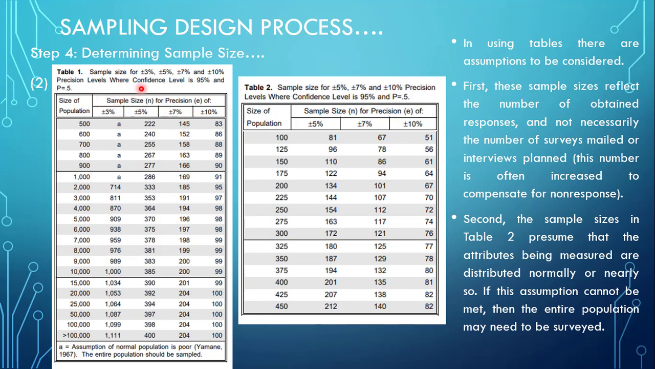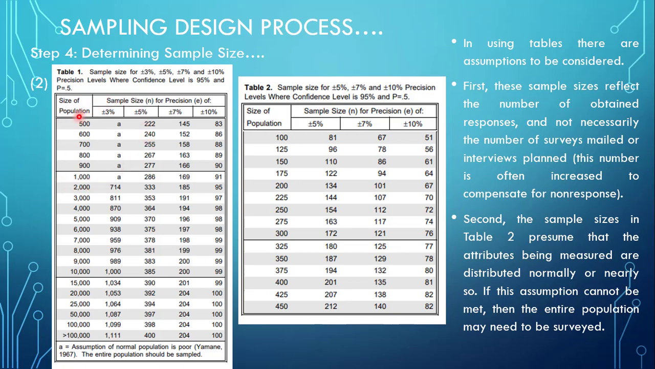So you have the precision levels, and then you have the confidence level, and then you have P, which is the proportion of samples. So in here you have the population size. If the population size is between 500 to 1000, and with the precision level of 3%, then you are going to include all the population as a sample size.